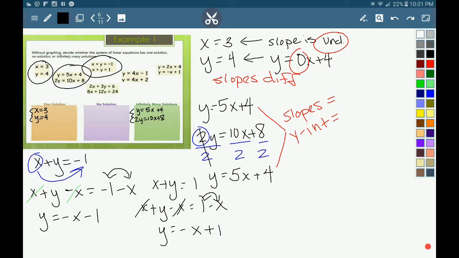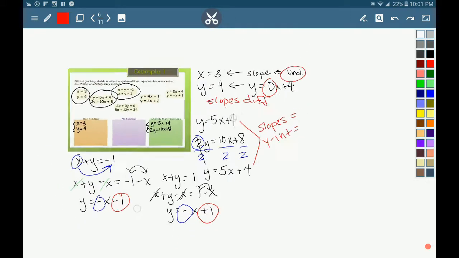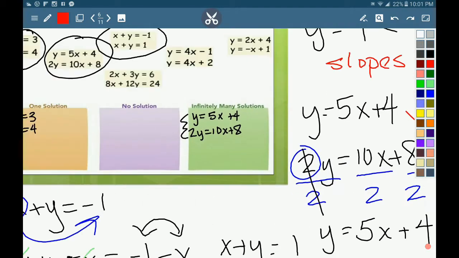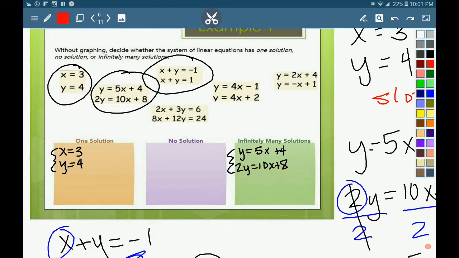So now I can see the slopes are matching. They're both -1, but the y-intercepts are different. One's -1, one is +1. So since the slopes are the same, but the y-intercepts are different, that means this has no solution. The lines are going to be parallel.